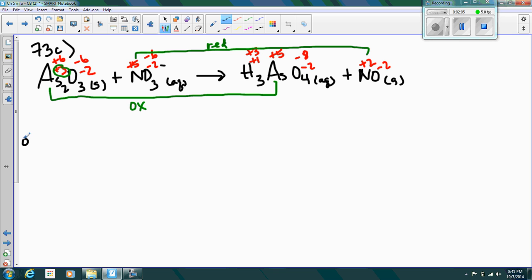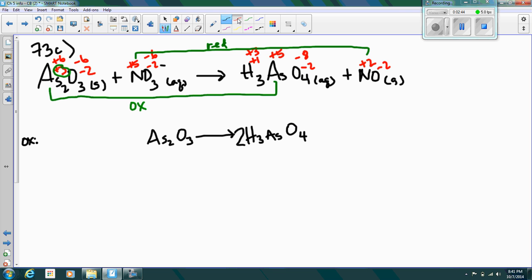Now we're going to start with our oxidation half reaction. So I'm going to start with my arsenic oxide, and this is some sort of acid over here. As I take a look, the first thing I need to do is balance my elements except for oxygen and hydrogen. I have 2 arsenic here, so I'm going to put a big 2 out in front. And so now I have 2 arsenic.